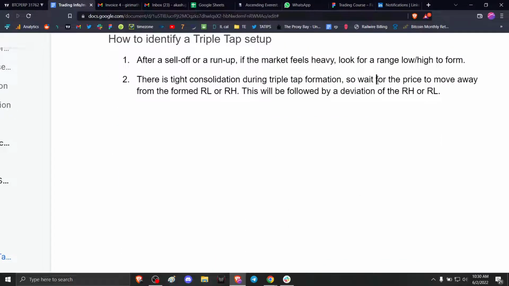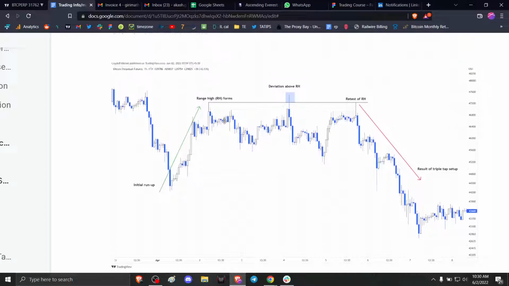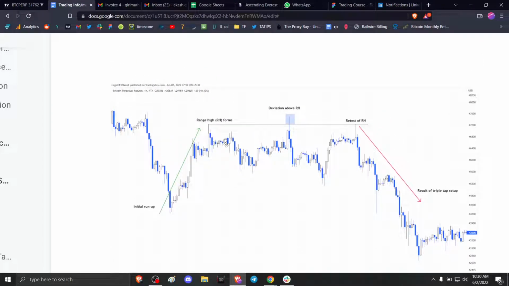So wait for the price to move away from the formed range low or the high, and then followed by a deviation of the range low or high. So basically I'm talking about this one. Wait for the price to deviate away from this formed range, and then wait for it to deviate above the range high, right? And then you have to allow, so when this happens, it might seem frustrating, but you have to be patient and wait for the price to kind of deviate away from each of these lows, right?